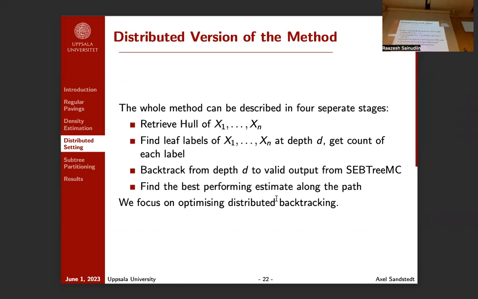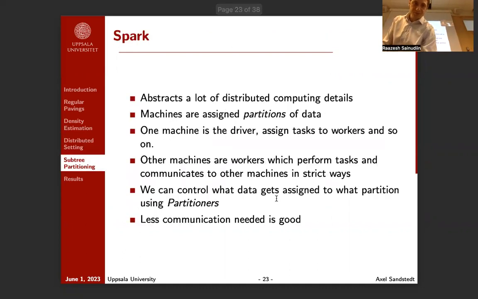And my contributions have been focusing on this backtracking stage, because that is where some reduction in communication can be done in a network of computers.